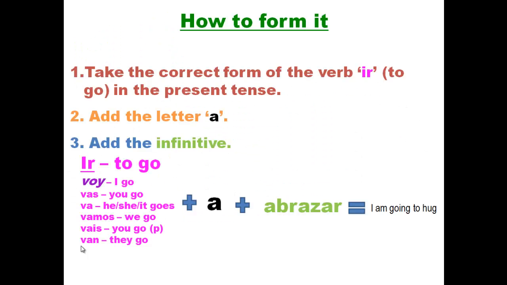So before we have a practice, let's just have a look at that again. So we've got ir over here. Can you see the voy, vas, va, vamos, vais, van? That all comes from ir. Step 2 is there, a, and then the infinitive, abrazar, I am going to hug.